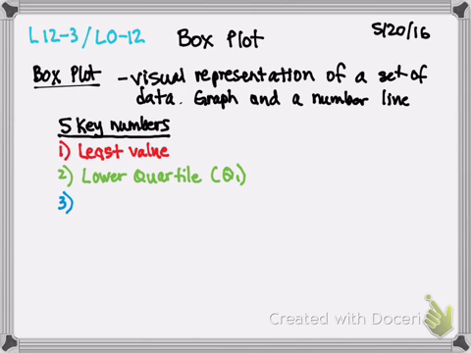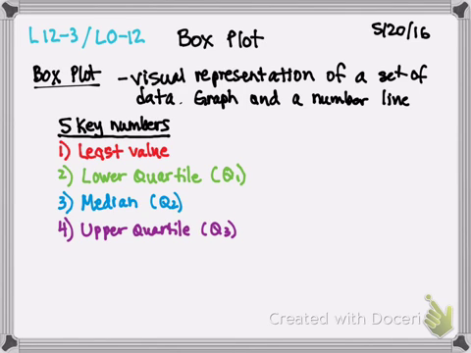Next number you're going to see is going to be the median. It is referred to as quartile 2, but more often it is just called the median. Then you have what's called an upper quartile, which is referred to as Q3. And then the last piece of information is the greatest value. Okay.